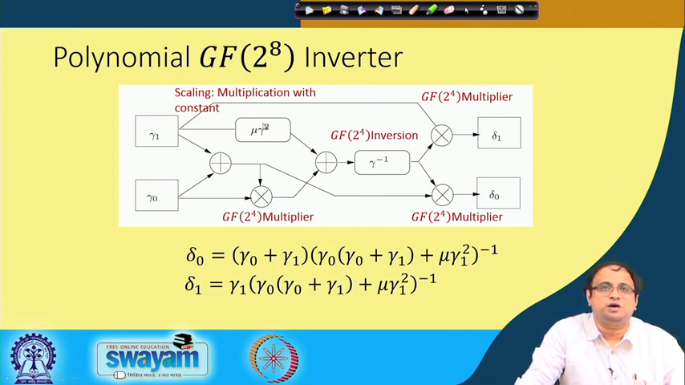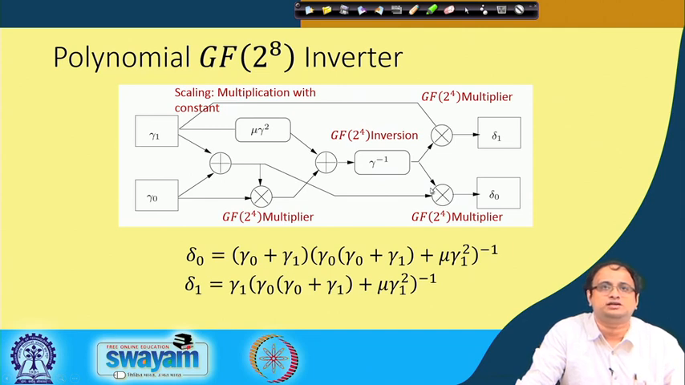Okay. So, this part, that is mu gamma 1 square, is where I am feeding one input, the input is gamma 1, and this is computing mu gamma square, which is, if I feed in gamma 1 as input, the output will be mu gamma 1 square. Okay. So, this mu gamma 1 square is now added with this part, therefore, gamma 0 into gamma 0 plus gamma 1, and then the total output is fed to the GF 2 power of 4 inversion circuit. So, therefore, I get this inversion, and this inversion has to be multiplied with a component.